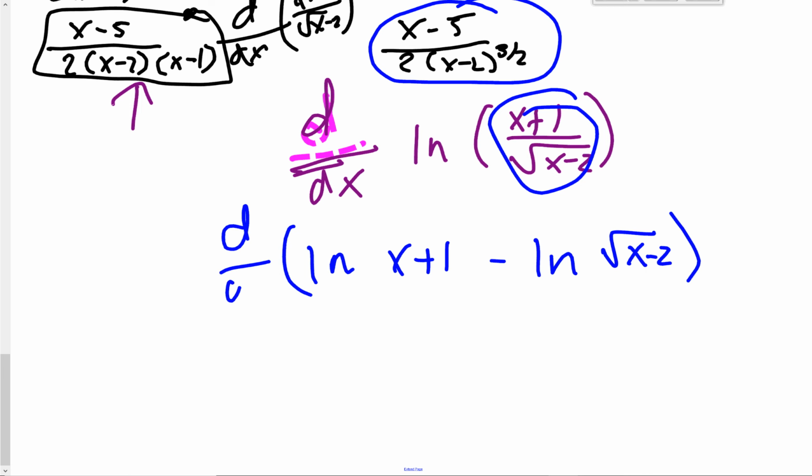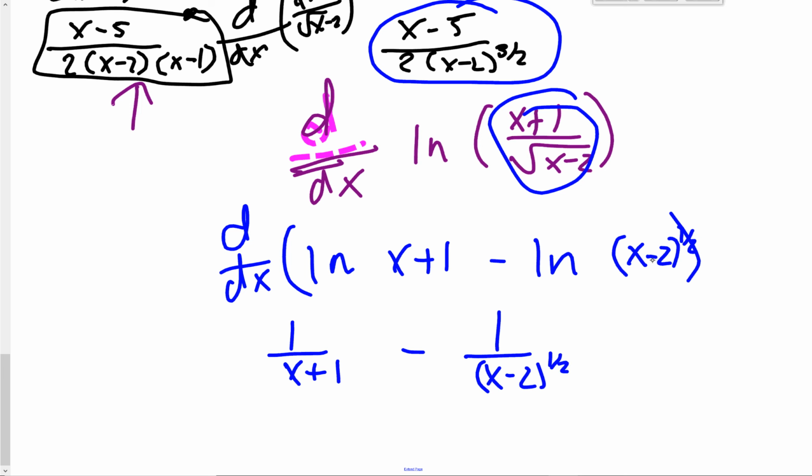And then I can just take the derivative of each one of these, which is just 1 over x plus 1 minus... this I had to rewrite as a half power, right? So here I'm going to have 1 over x minus 2 to the half, and then the derivative of the inside, which is chain rule, which we already did before. So that's 1 half x minus 2, like that. And then this would just simplify. Eventually this would simplify to that same thing as this right here, right?